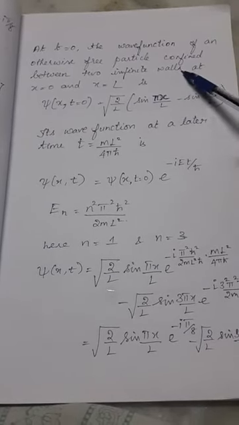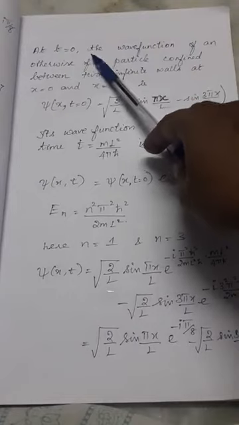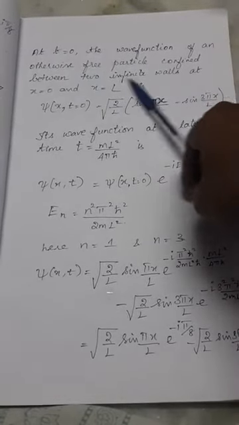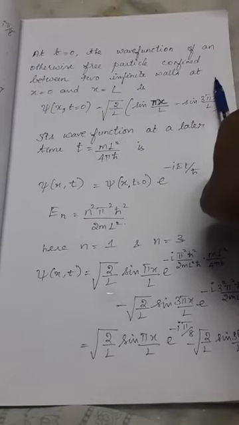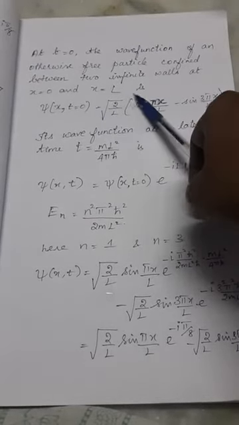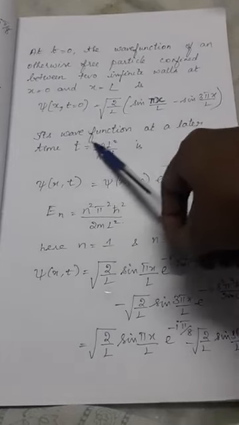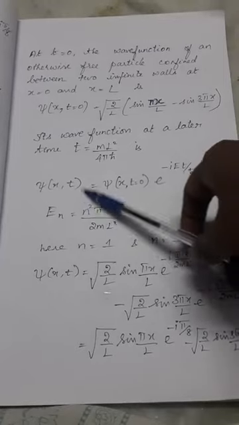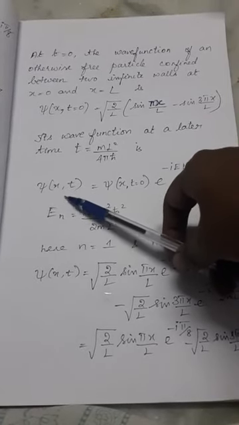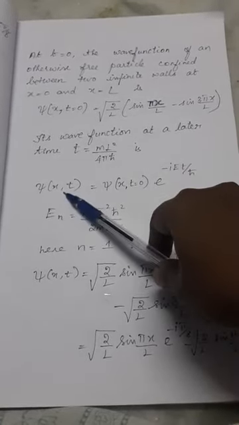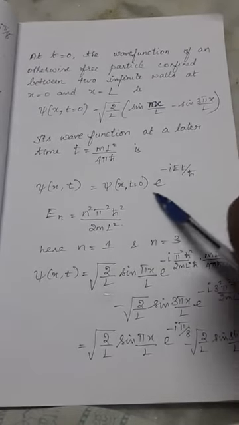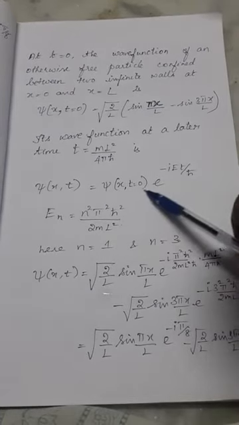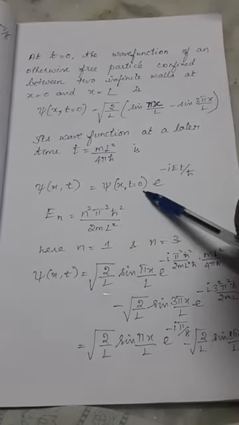Okay, it is a quantum mechanics problem. So at t equal to 0, the wave function of a free particle confined between two infinite walls at x equal to 0 and x equal to L is given, and its wave function at a later time is asked. So the relation relating the time dependent wave function and the time independent wave function, this is the time dependent part. So this psi at t equal to 0 is given.